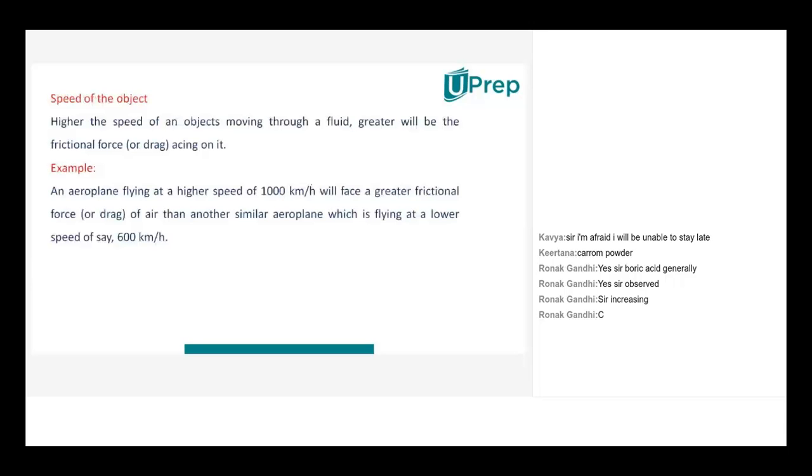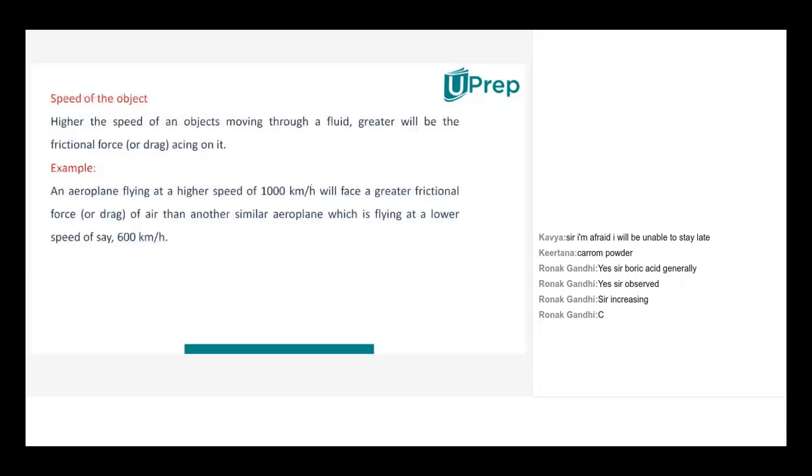Now one example is also given in your slide. An aeroplane flying at a higher speed of 1000 kilometers per hour will face greater frictional force of air than another similar aeroplane flying at a lower speed of 600 kilometers per hour. That means more speed, more frictional force. So frictional force will depend upon what? Speed of the object. This is the first factor.